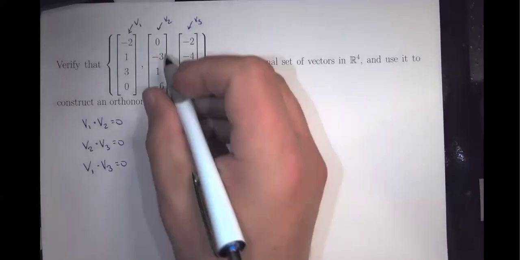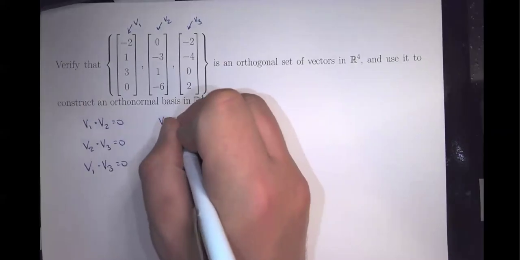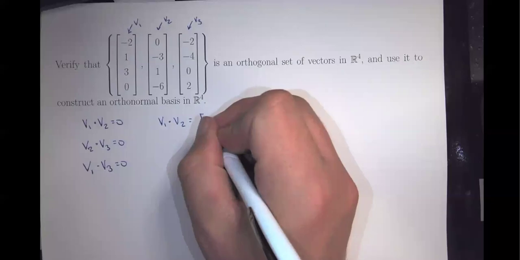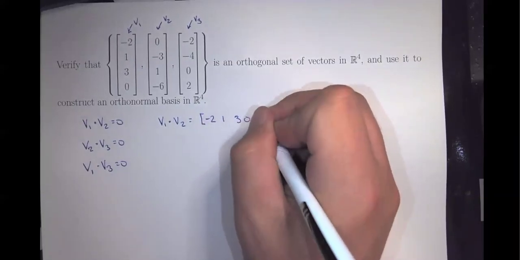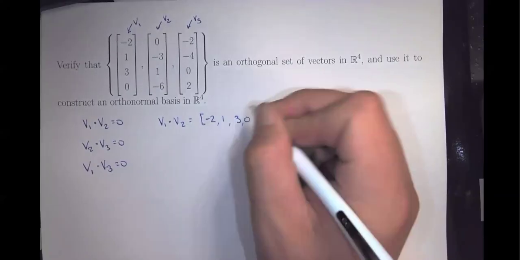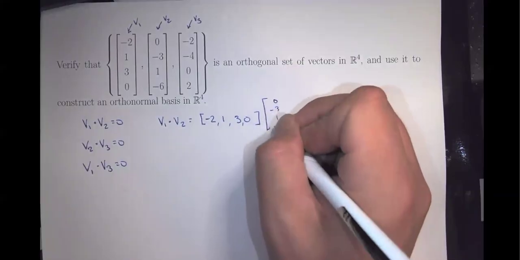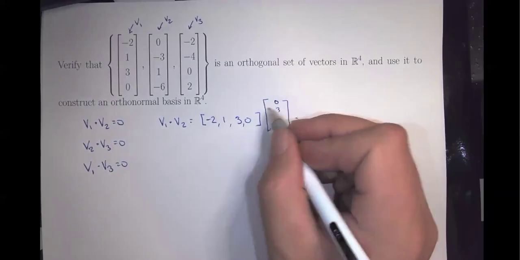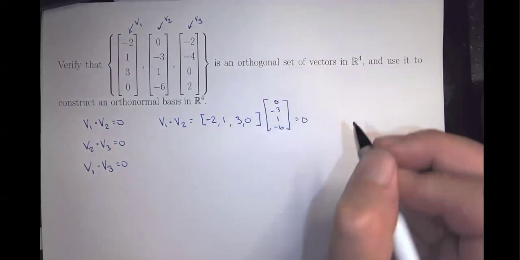Well, v1 dotted with v2, that's (-2, 1, 3, 0) times (0, -3, 1, -6). So 0, -3, +3 is 0, 0. It is in fact 0.